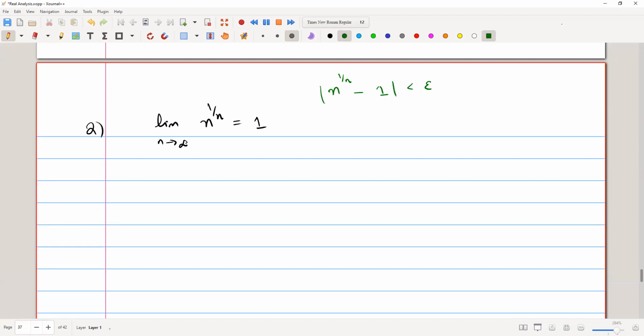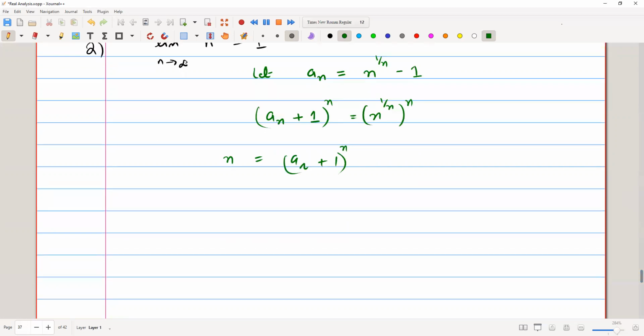What we can do here is assume that a_n = n^(1/n) - 1. Therefore, a_n + 1 = n^(1/n). If we raise both sides to the power n, we get n = (a_n + 1)^n. Now we can expand (a_n + 1)^n using the binomial theorem. So it will be 1 + n a_n + n(n-1)/2! a_n^2 + and so on.